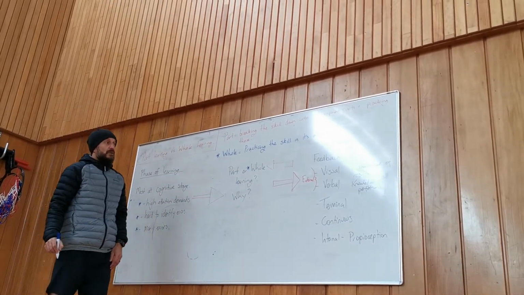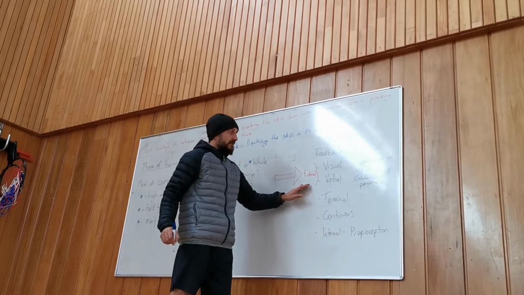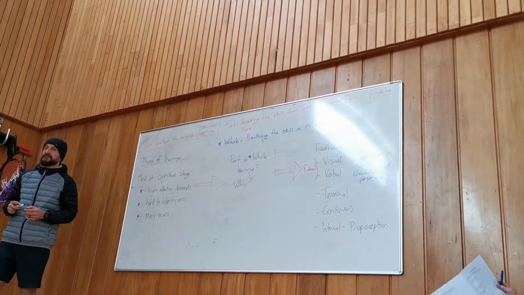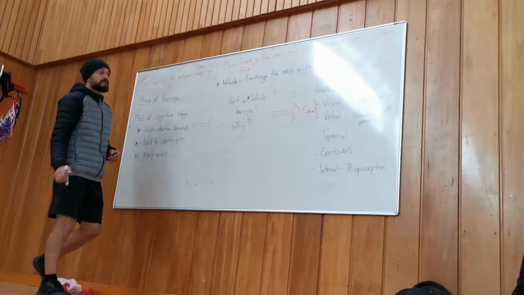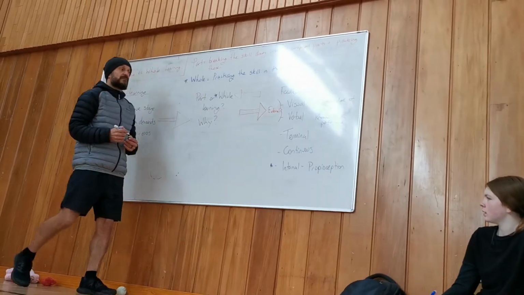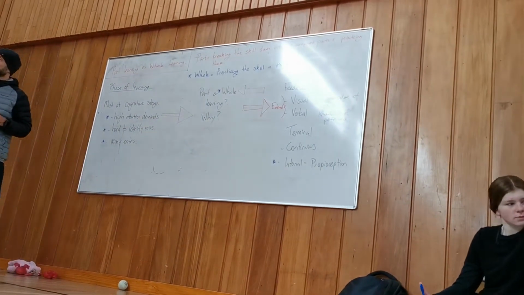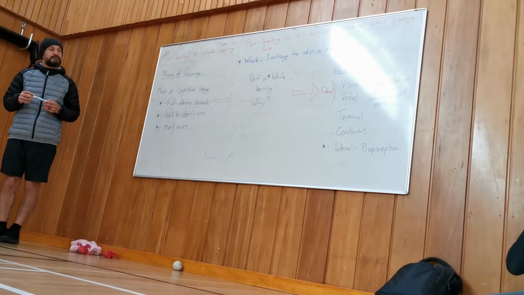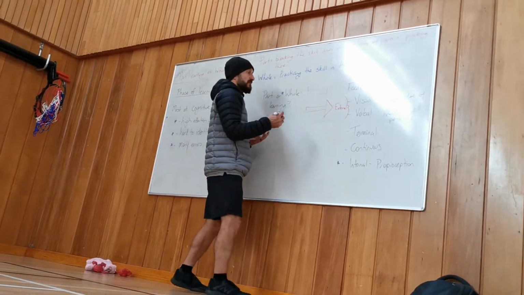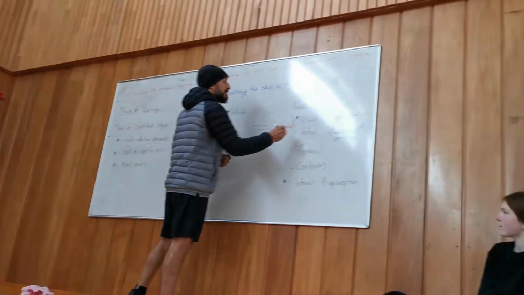Now, you also were using feedback. What type of feedback were you using? Internal, yep, so how it felt. What other type of feedback were you using? Could be visual, seeing that the ball was dropping on the ground.